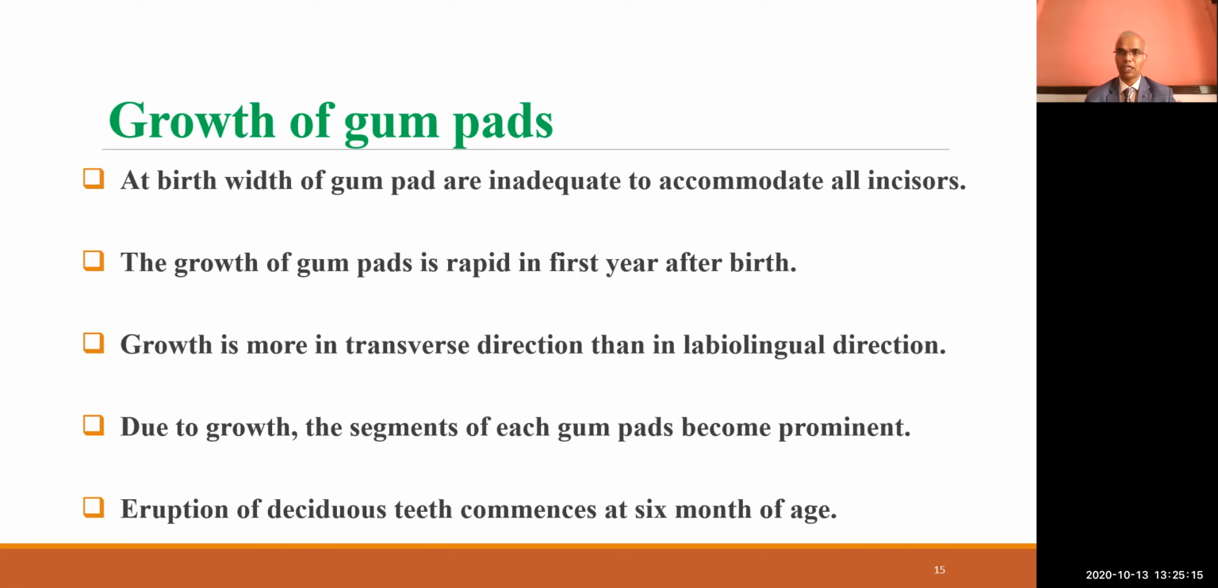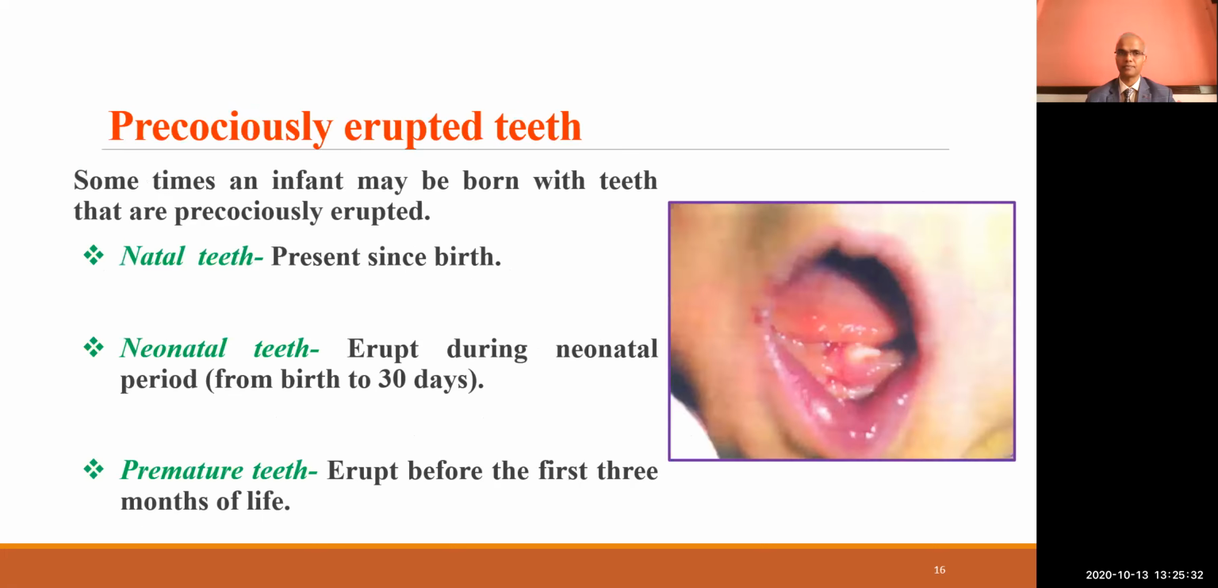Because of the eruption of deciduous teeth, it commences at around 6 months of age, generally the mandibular central incisors, and sometimes the maxillary incisors. Some are precociously erupted. So sometimes an infant may be born with teeth that are called precociously erupted.